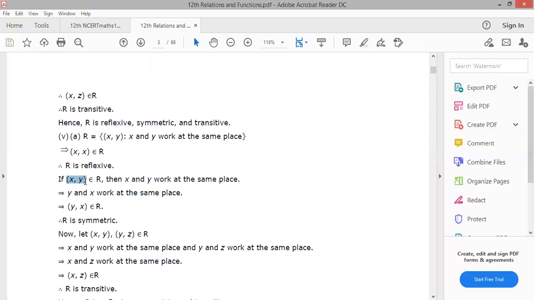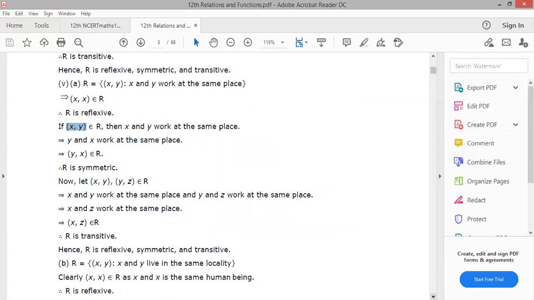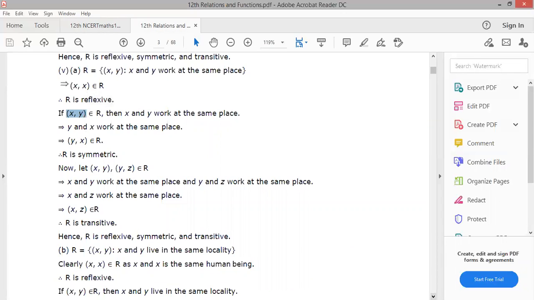If (x, y) belongs to R, that means x and y work at the same place. We can say the other way, (y, x) belongs to R because y and x work at the same place. Therefore, it is symmetric. For transitivity, if (x, y) belongs to R and (y, z) belongs to R, this means x and y work at the same place, and y and z work at the same place. We can make a transition from these two ordered pairs. We can say that the first and third person work at the same place, that's (x, z) belongs to R. Therefore, R is transitive. Hence, it is reflexive, symmetric, and transitive.